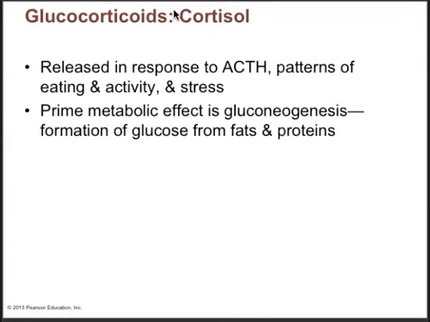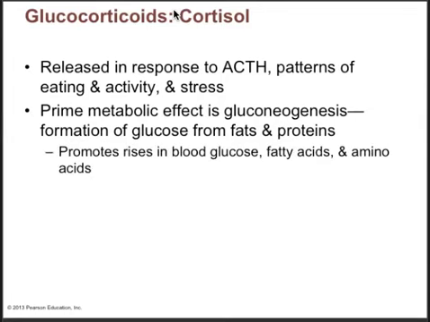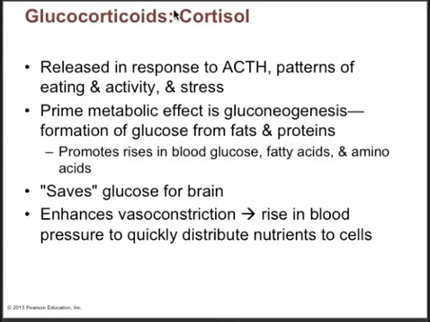Its most important metabolic effect is gluconeogenesis, so it spurs the production of novel glucose from non-carbohydrate precursors, primarily fats and proteins. This causes blood glucose to rise, and fatty acids and amino acids rise in the blood serum as well. It saves glucose for the brain because this is the only fuel that the brain can metabolize, and it enhances vasoconstriction, resulting in a rise in blood pressure to quickly distribute nutrients to the cells.